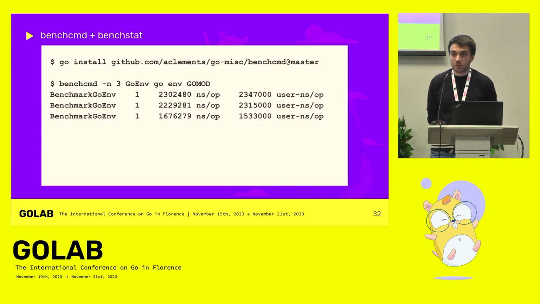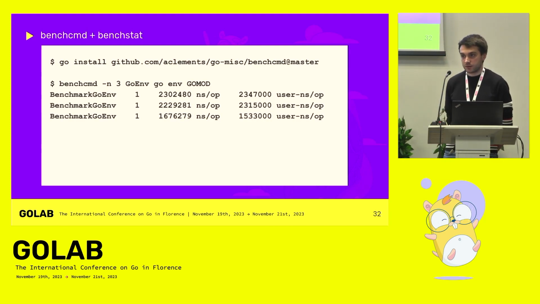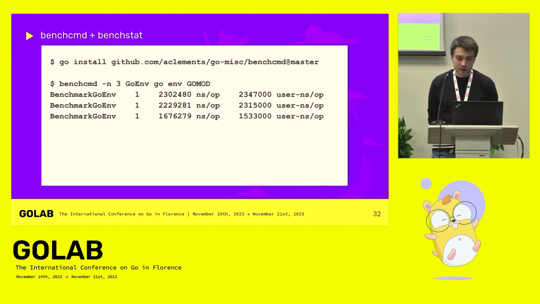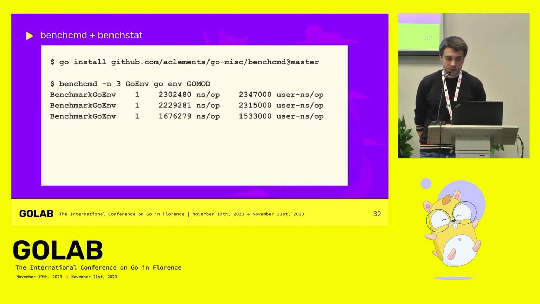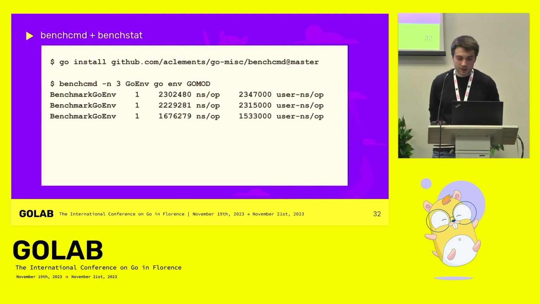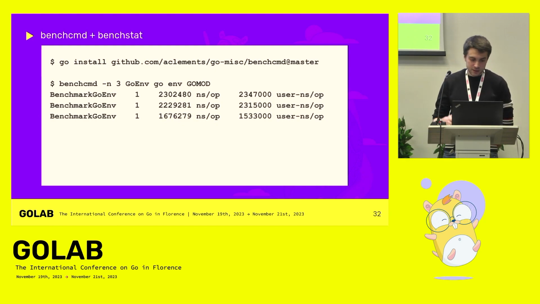The difference is that bench command is not for Go code. It's not for Go benchmarks. It's for commands, right? So in this case, our command is go env GOMOD, the same thing that Go Please would run. And then I just call the benchmark goenv because I want to. And 3 iterations because why not? And you can see the cost there. And this is with the latest Go.